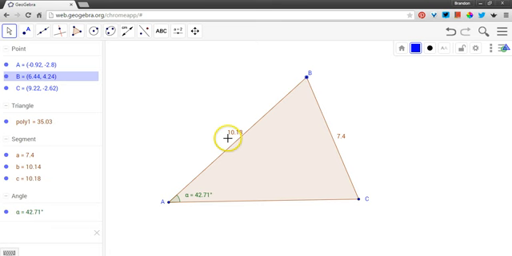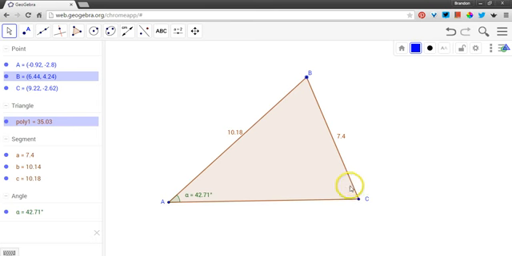Let's take a look at the case where the sine law has an ambiguous case where we aren't actually sure which triangle we have. Here I have an angle alpha, at the vertex capital A, and opposite that I have a side length of 7.4. Across from C I have 10.18, and then I don't know angle C. I also don't know angle B or side B.